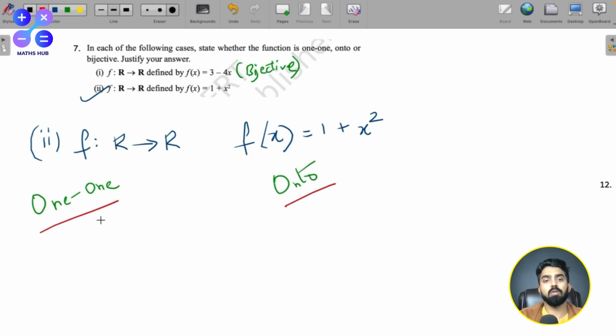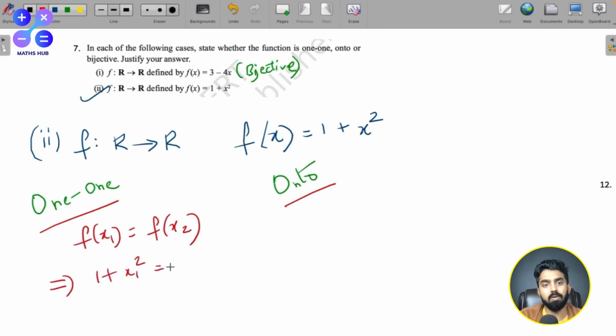Now for it to be one-to-one, we need to prove again that f of x1 equals f of x2. Is x1 equals x2? We'll check. So this will be 1 plus x1 square is equal to 1 plus x2 square. If you cut this out and take a square root on both sides, you will get x1 equals x2. So yes, it is a one-to-one function. It works.